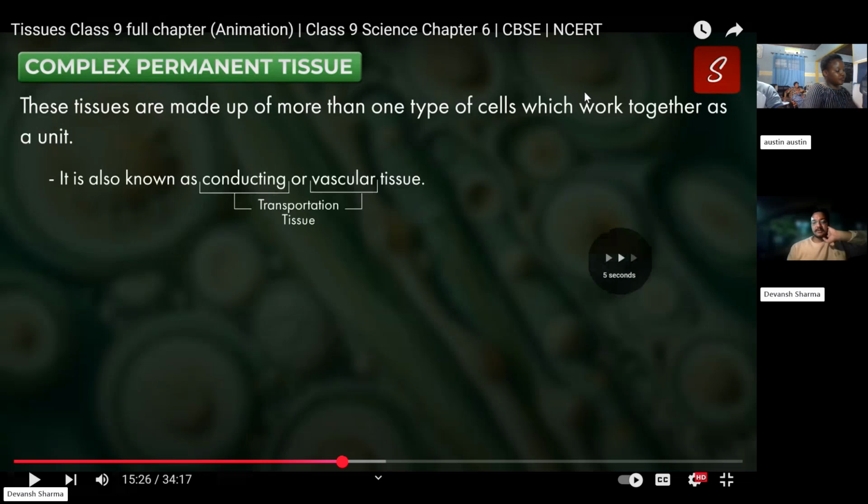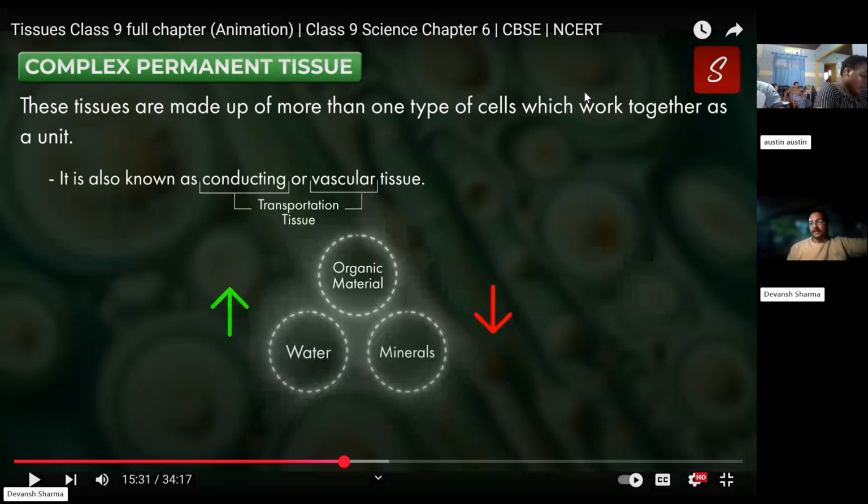Excellent. So today we are going to start with the complex permanent tissue. One we have already studied, that is your xylem. Xylem helps in the transportation of water in the plant, and it consists of the following parts: xylem parenchyma, xylem vessels, and xylem tracheids.